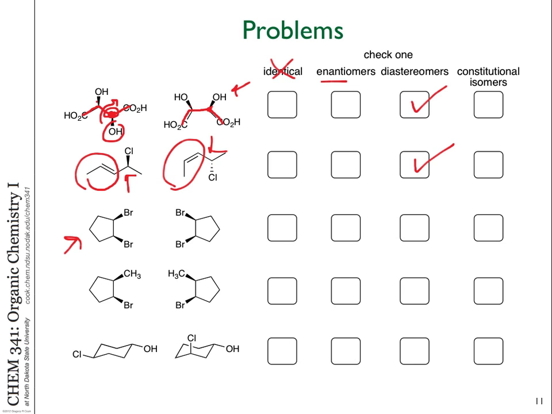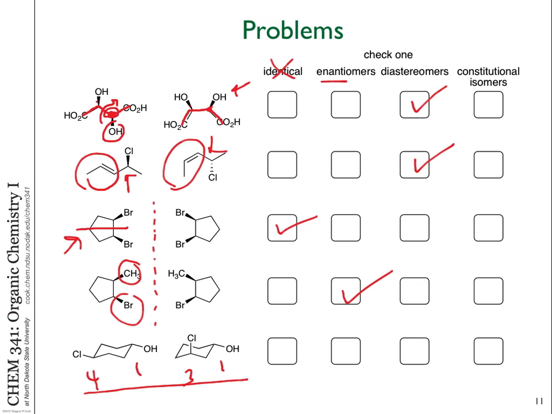How about this one? Quick, yes, identical. There's a plane of symmetry, and you can see that the mirror image is identical, so those are the same. Here, we have mirror images, but now notice, these groups are not the same. There's no plane of symmetry in that molecule. They're mirror images, right? Enantiomers. And finally, the last one. Constitutional isomers, right. Notice, here I have substitution on 1 and 4. Here I have substitution on 1 and 3. I've actually moved an atom around. Regardless of what the configurations are, the bonding is different. So they must be constitutional isomers.